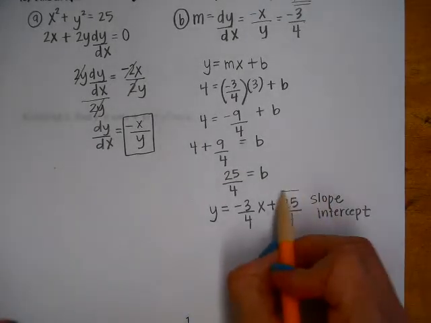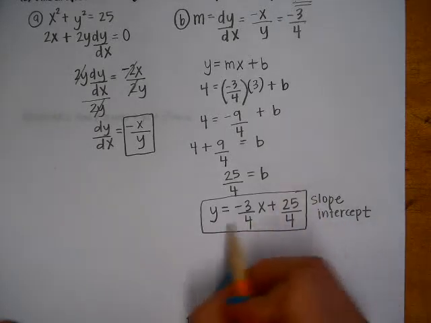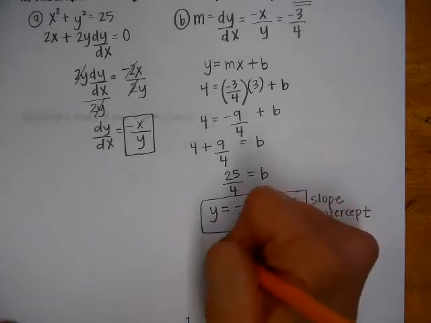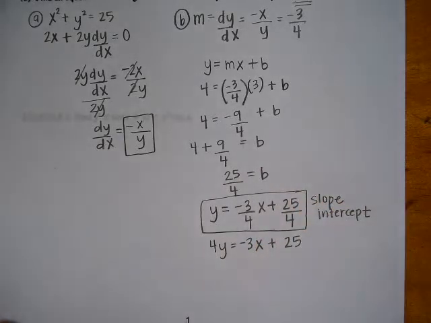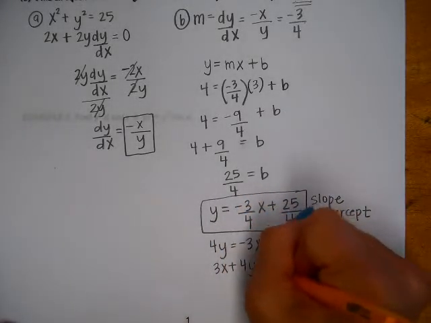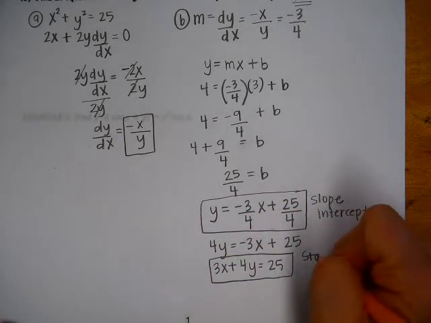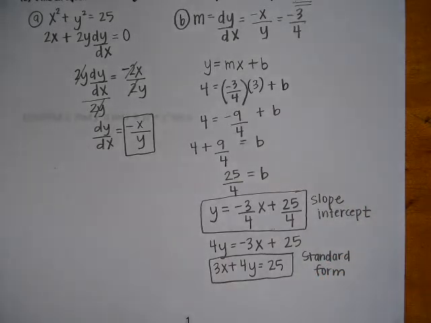So this would be slope-intercept. But if we were to put that in standard, then we would need to multiply everything by 4 to get rid of these fractions. So that would be 4y equals negative 3x plus 25. And then again, we would want our x's and y's on the same side, our number on the other side, and we do not want our x to be negative. So this would be 3x plus 4y equals 25. And so that is standard form. That's standard form. Okay?